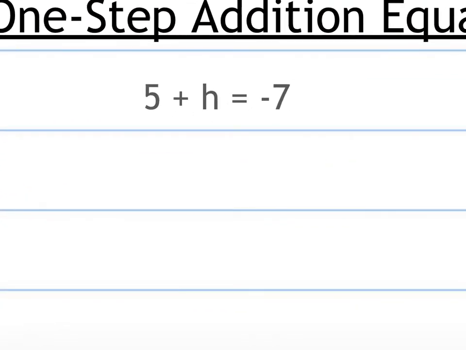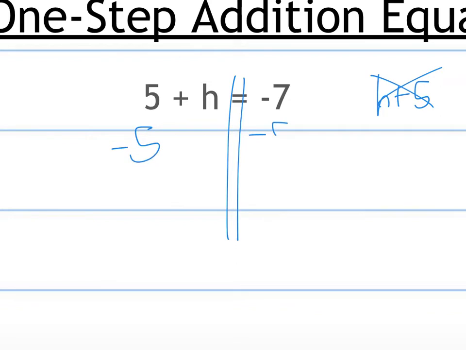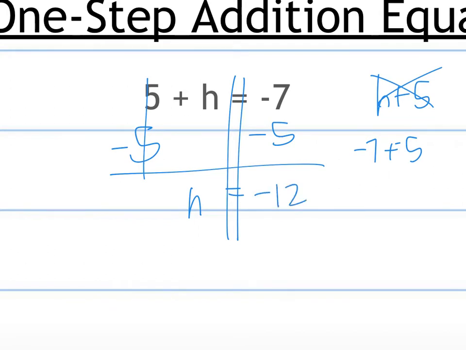All right, 5 plus h equals negative 7. Train tracks. Again, if it throws you off that it looks like this, you could, for addition, change it to h plus 5, but I'm just going to keep it how it is. So I have to get rid of this 5 here, and I do that by subtracting 5 from both sides. Those cancel. h equals negative 7 minus 5. Well, chop minus. Now they're both negative, so we add. 7 plus 5 is a negative 12.